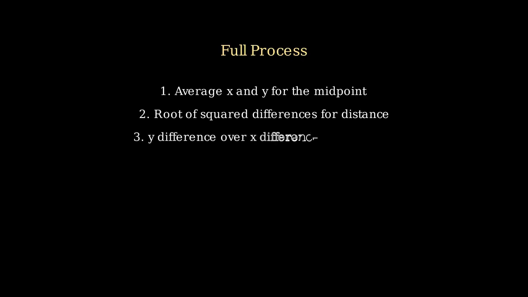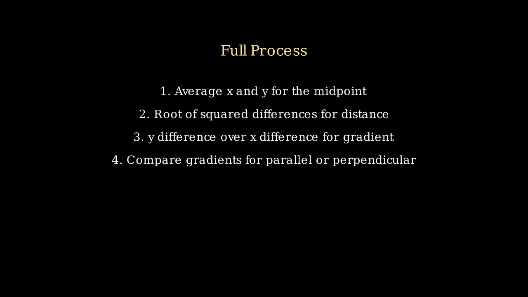Here is the full process, from start to finish. Step 1. Average the x and y coordinates to get the midpoint. Step 2. Use the square root of the sum of the squared differences to get the distance. Step 3. Divide the y difference by the x difference to get the gradient. Step 4. Compare gradients to check for parallel or perpendicular lines.